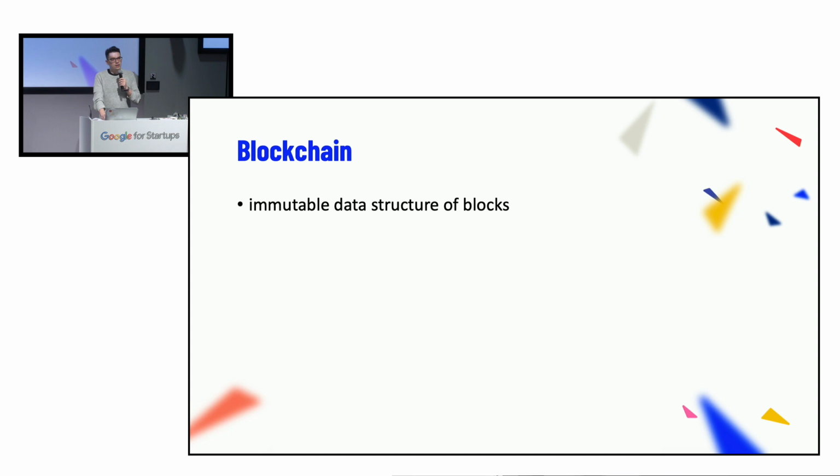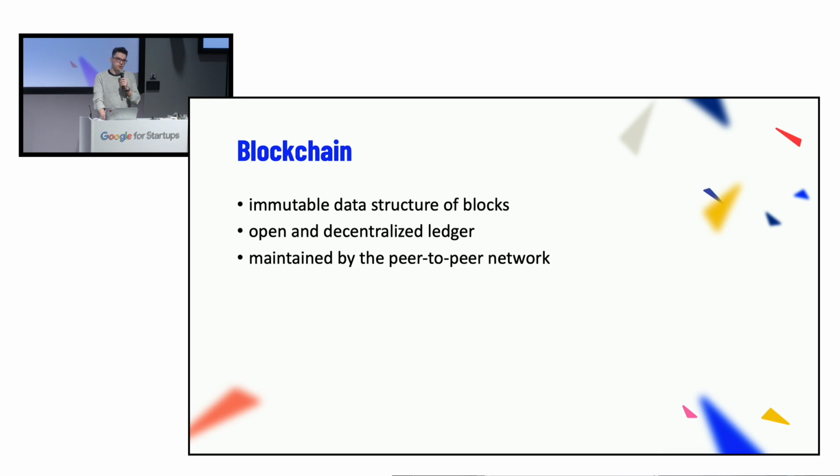So the first feature: it's basically an immutable data structure, but not like the one in Immutable.js. You can't change it, and it's by design. It's open and decentralized, maintained by a peer-to-peer network. That part we won't code today. But you can imagine that anyone can join the network. You don't need any permission to do that. And it has a certain financial incentive for people to participate in the network.